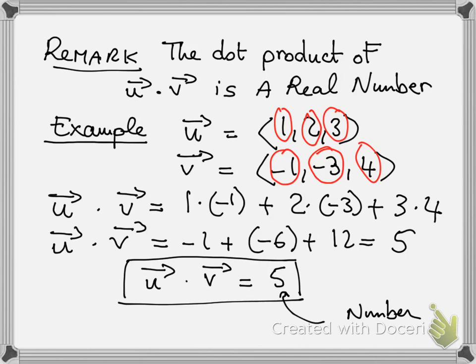Now, what's the geometric interpretation of this number? Well, you can see the geometric interpretation of this number if you know the second formula of the dot product. So formula number 2.